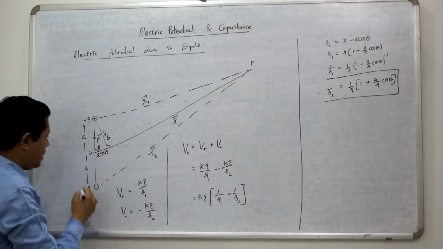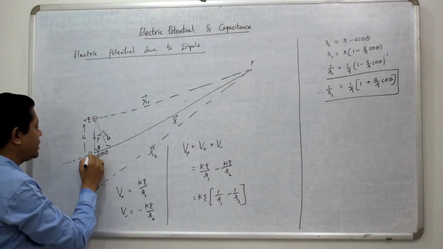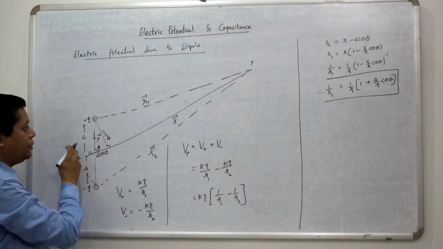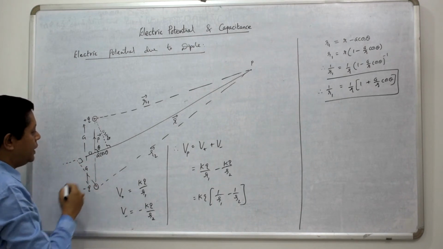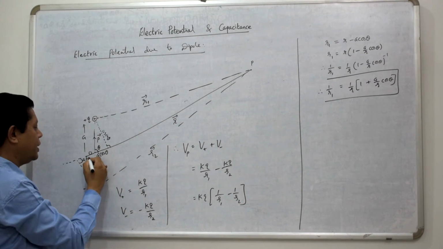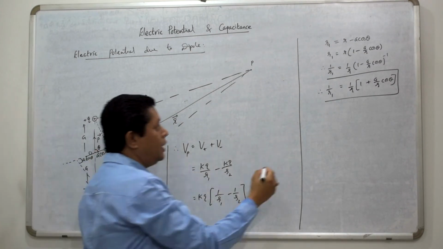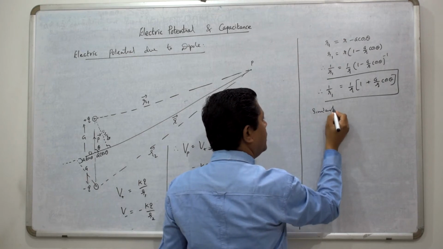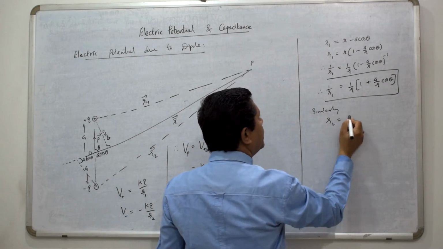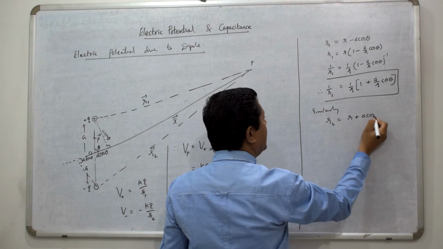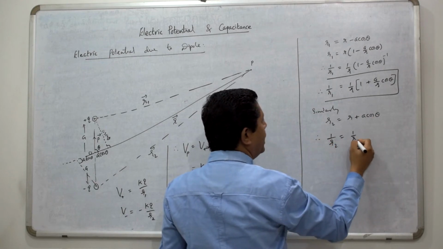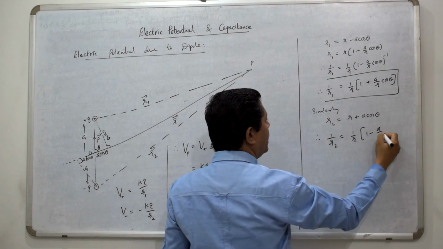Similarly, if you draw a perpendicular from minus q on this r, then this value will again be a cos theta, and the value of r2 will be equal to r plus a cos theta. So 1 by r2, if you find, will be 1 by r times 1 minus a by r cos theta.